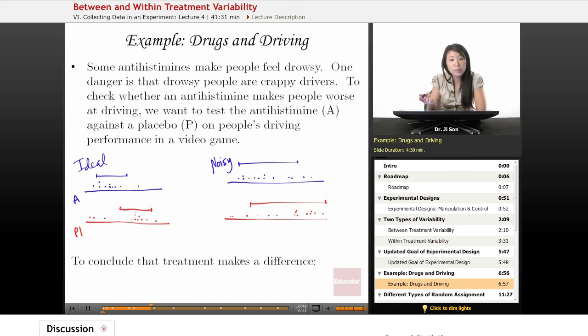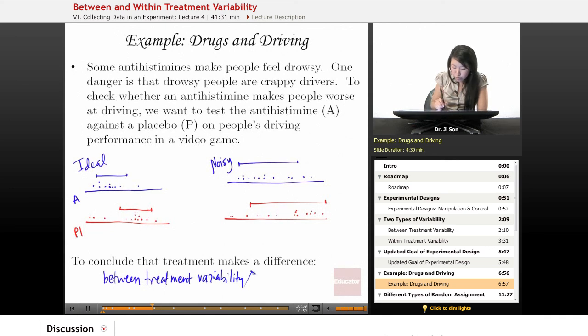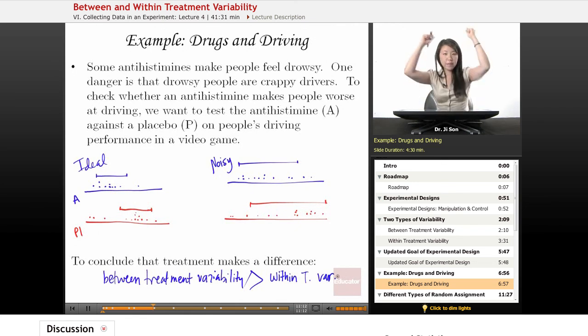So to conclude that some experimental treatment makes a big enough impact, what you really have to see is that the between treatment variability is greater, is overcoming the within treatment variability, right? So the between treatment variability has to come out strong, and the within treatment variability has to be sort of smaller, right? And so when we see that, then we could maybe start to have some more confidence in saying, hey, I think this treatment might make a difference.